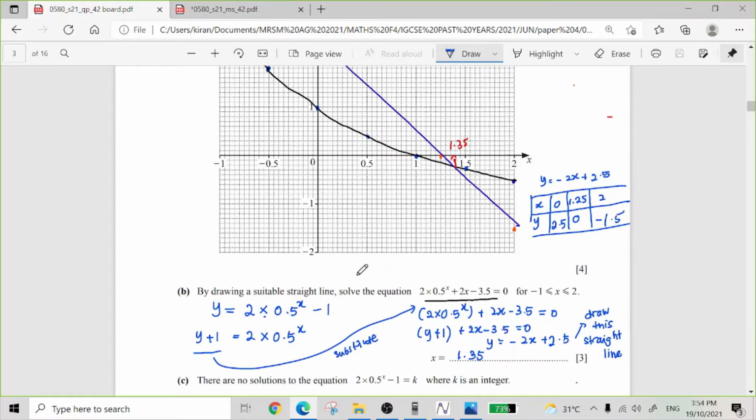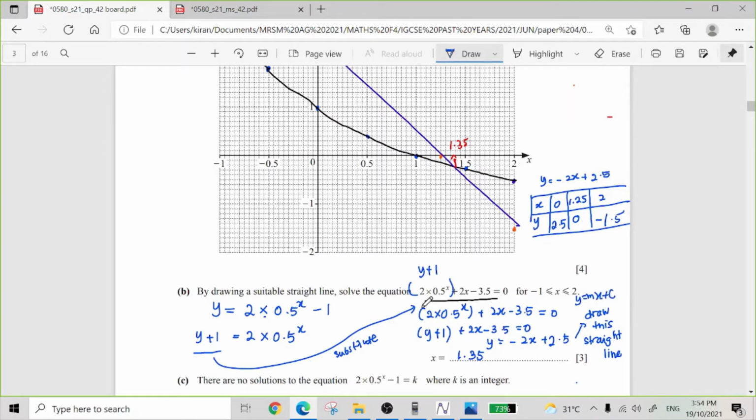Okay, we know that 2 times 0.5 to the power of x minus 1 is equal to y plus 1. So y plus 1 is actually equal to 2 times 0.5 to the power of x. So y plus 1 plus 2x minus 3.5 equal to 0. So this is the equation. So awak kena rearrange dia dapatkan bentuk straight line, okay, y equal to mx plus c.